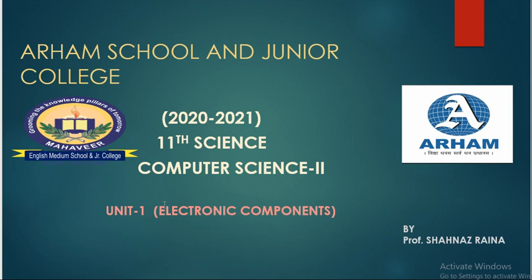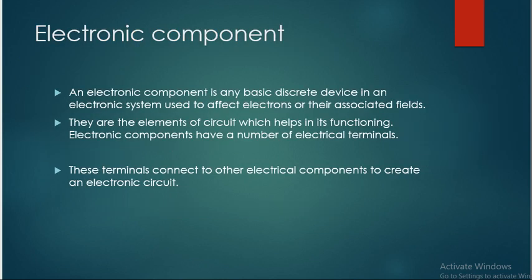So let's start with this unit, electronic components. First of all, what is an electronic component? An electronic component is any basic discrete device in an electronic system which is used to affect electrons or their associated fields. They are the elements of a circuit which help in its functioning. Electronic components have a number of electrical terminals. These terminals connect to other electrical components to create an electronic circuit, and this is how we can create an electronic circuit by connecting a number of electronic components.